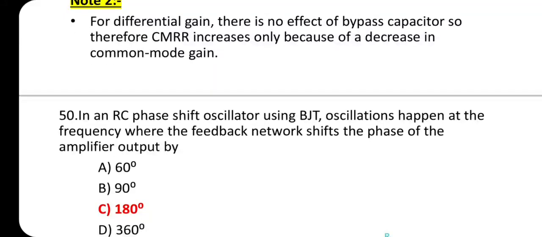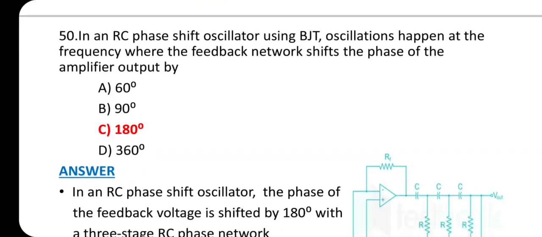Question number 50. In an RC phase shift oscillator using BJT, oscillations happen at the frequency where the feedback network shifts the phase of the amplifier output by. Answer is option C, 180 degree.